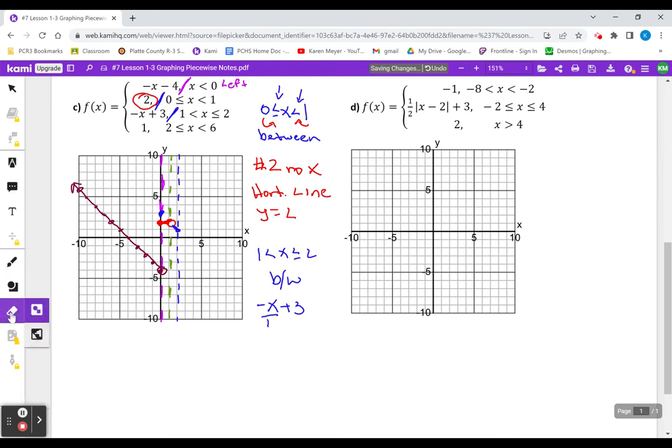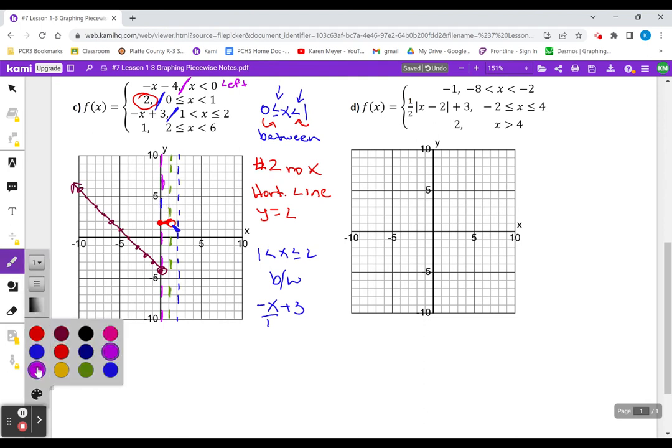And then I'm going to come up here and I'm going to erase this blue dot over here that was on the axis because it wasn't between my 2 dashed lines. Now, at 1, it should be open, which I already have an open circle. Yay. And then 2, this one has the bar, so it should be closed, which I already have. Yay. Third row's done.